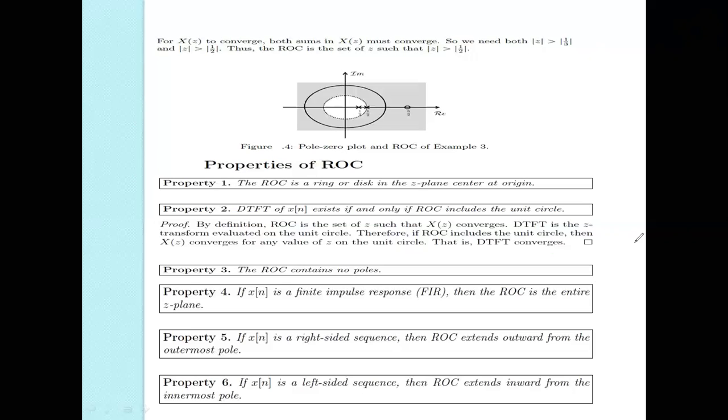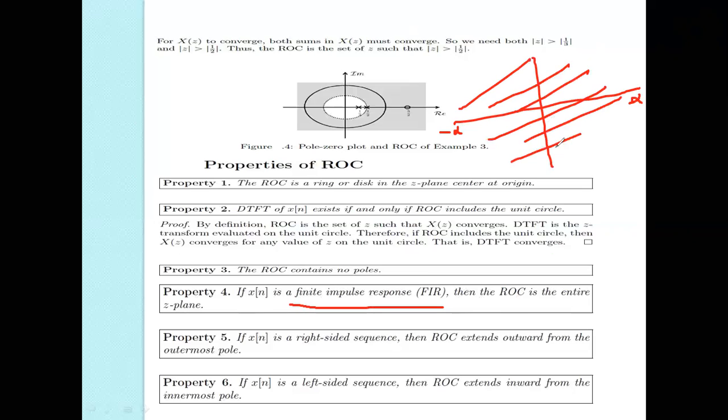The fourth property says that if x of t is a finite impulse response, remember, my dear students, an FIR filter, as we can call it, then the ROC is the entire Z plane. Entire Z plane means from minus infinity to plus infinity. This total shaded area is the entire Z plane.